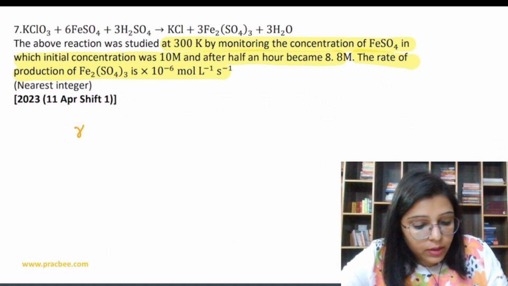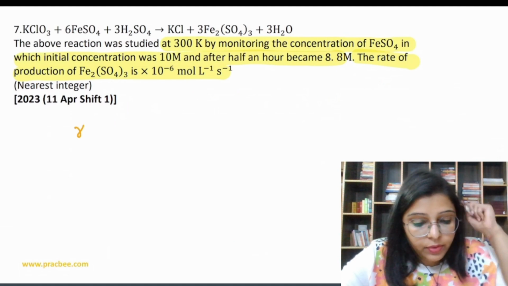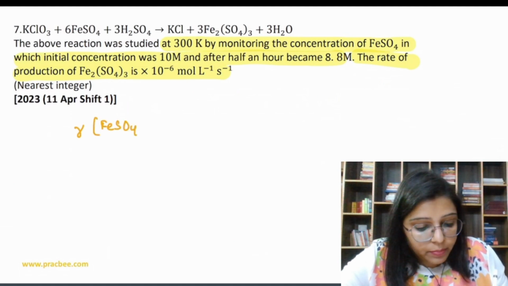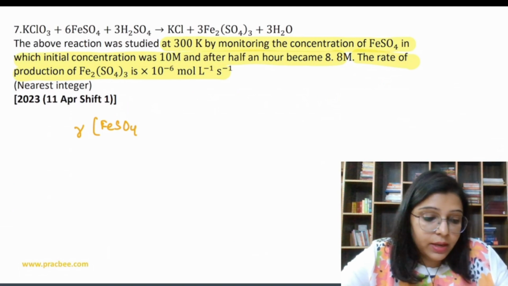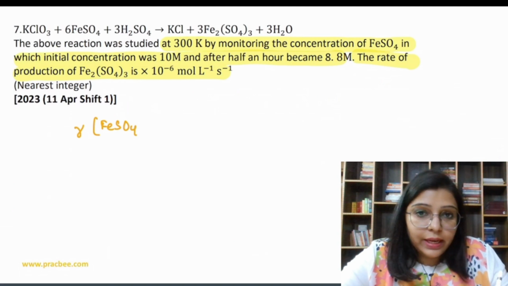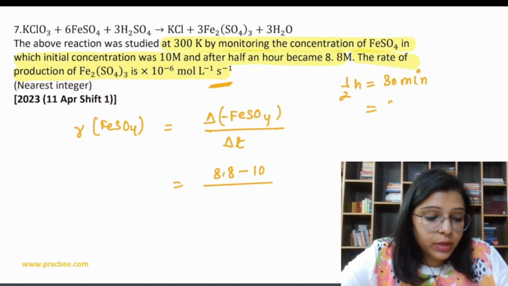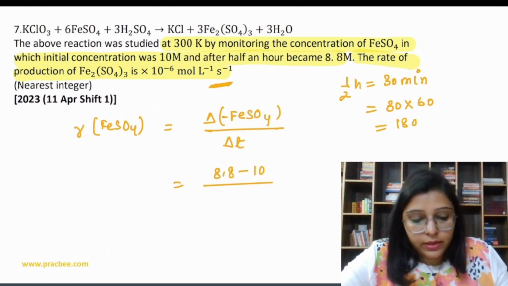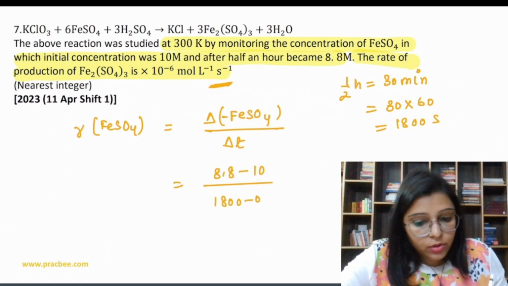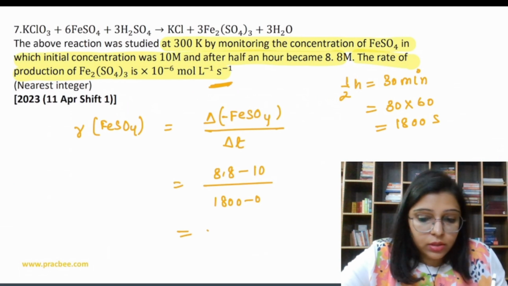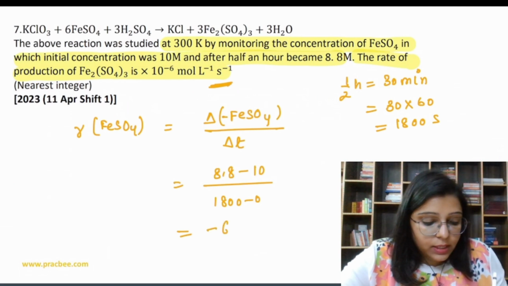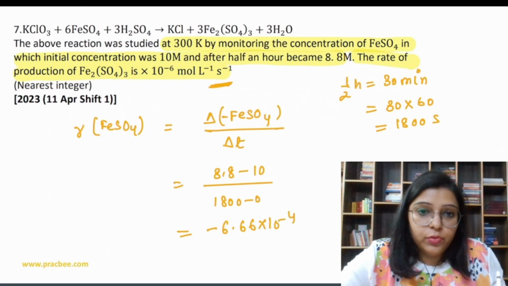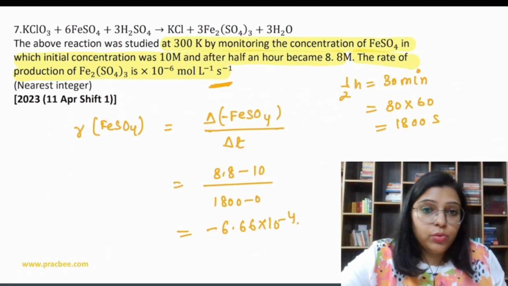Delta FeSO4 upon delta T. So here we can write down 8.8 minus 10 upon delta T. Half an hour means 30 minutes, and we have to report the answer in seconds. So 30 minutes is equal to 30 into 60, so 1800 seconds. So we can say 1800 minus 0. So we get the answer equal to something minus 6.66 into 10 to the power minus 4. Okay, this is the rate with respect to FeSO4.